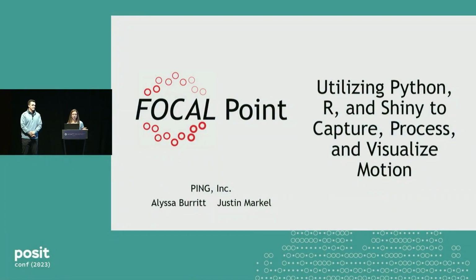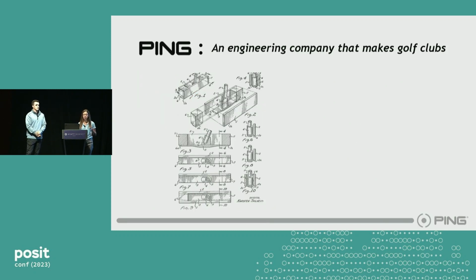So we'll go ahead and kick things off by sharing how we use Python, R, and Shiny to capture, process, and visualize motion in our Focal system at Ping. If you're familiar at all with Ping, you might think of us as a golf company, but what we really are is an engineering company that just happens to make golf clubs. With every product, we ask ourselves, how can we use our knowledge of physics and engineering principles to improve golf club design and ultimately people's enjoyment of the game?